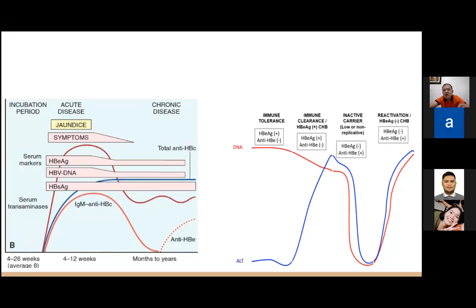Okay, so any questions, class? These four cases, I chose them on purpose, because these are controversial cases where you have a dilemma about how you would manage them. Okay, any questions? Is it clear, class?